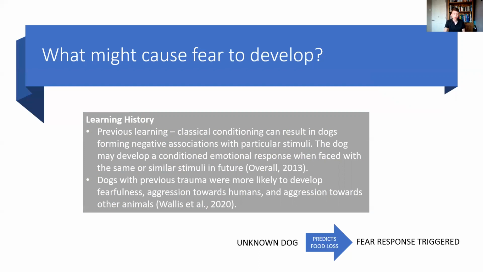So for example, you can have an unknown dog predicting loss of food, because maybe someone's let the older dog steal the puppy's food one too many times, and that's caused some fear to be triggered, which might lead to some inter-dog aggression problems within a household as well. So it's really important to think about those early experiences a puppy gets, and also those experiences that a dog gets generally, in terms of what that's going to lead to them learning about how the world works, in terms of if they see an unknown dog, that's dangerous, because that might predict food loss.